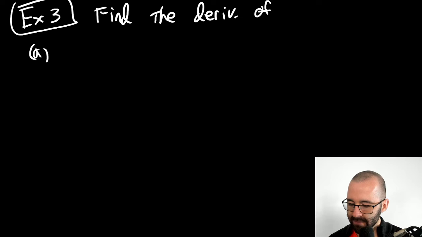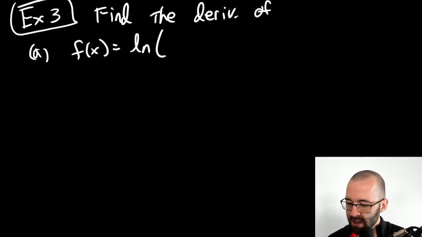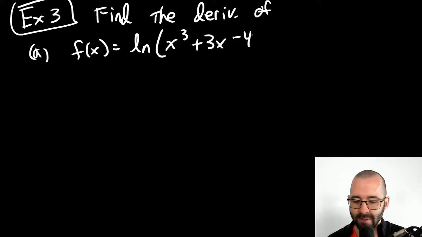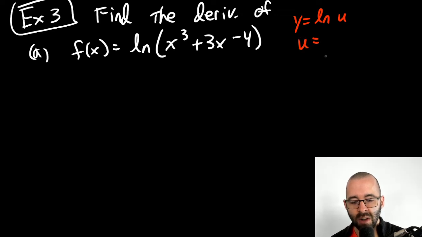Part A. f(x) equals the natural log of x cubed plus 3x minus 4. And of course here, we're going to have to use the chain rule. Chain rule's everywhere. So if you'd like, you could say y is just the natural log of u, where u is that inside, x cubed plus 3x minus 4.